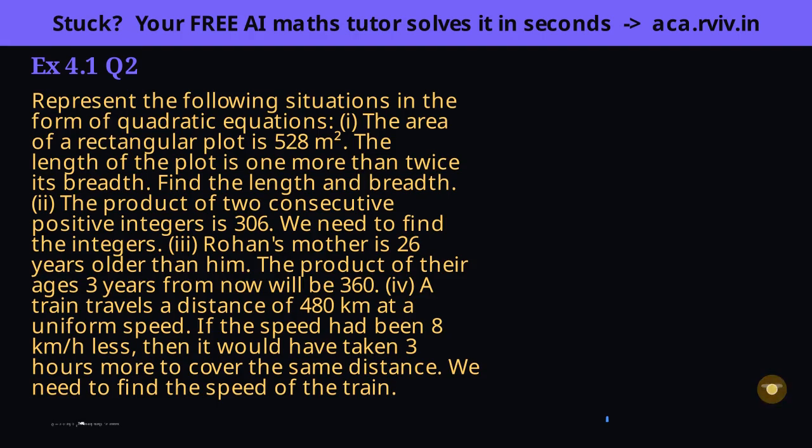Story 1. A plot. Let the breadth be x. Length is 1 more than twice the breadth, means twice x is 2x, 1 more is 2x plus 1. A rectangle's area is length times breadth, and that's given as 528, so x times 2x plus 1 equals 528. Two x-bearing lengths multiplied, the x squared is guaranteed.